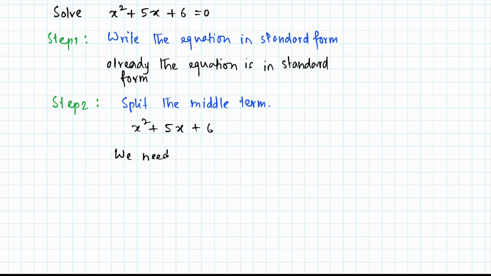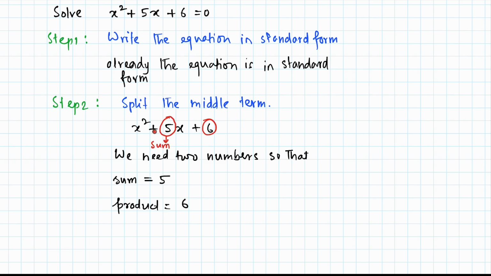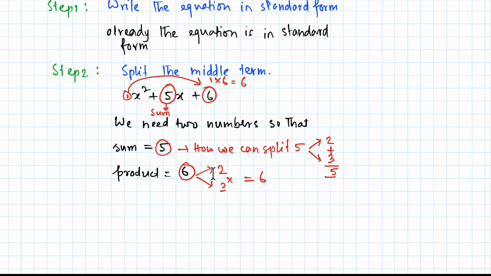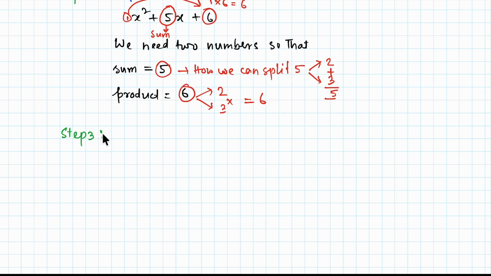So we have to split the middle term into two numbers such that the sum of the two numbers will become 5 and the product of those two numbers will give me 6. This is the sum, and a is 1 here, so 1 times 6 is equal to 6. So how can we split 5? 2 and 3 will give us 5, and 2 times 3 will also give me 6. So if we split it into two numbers 2 and 3, that satisfies both the sum as well as the product. That is the main crucial point of splitting the middle term.